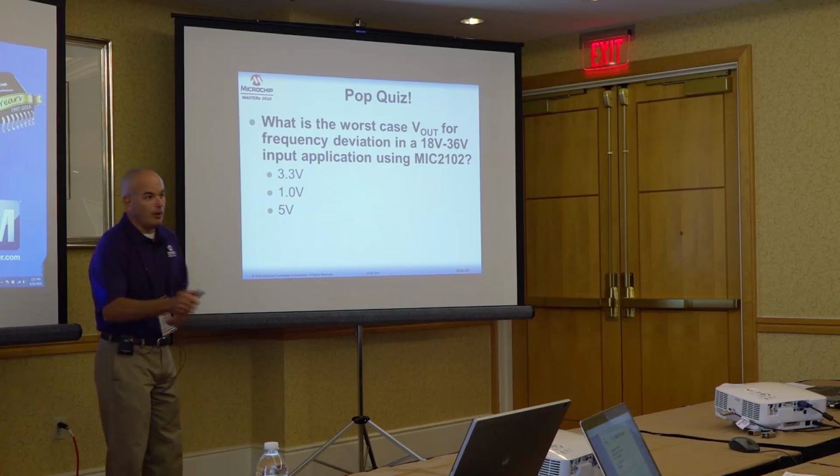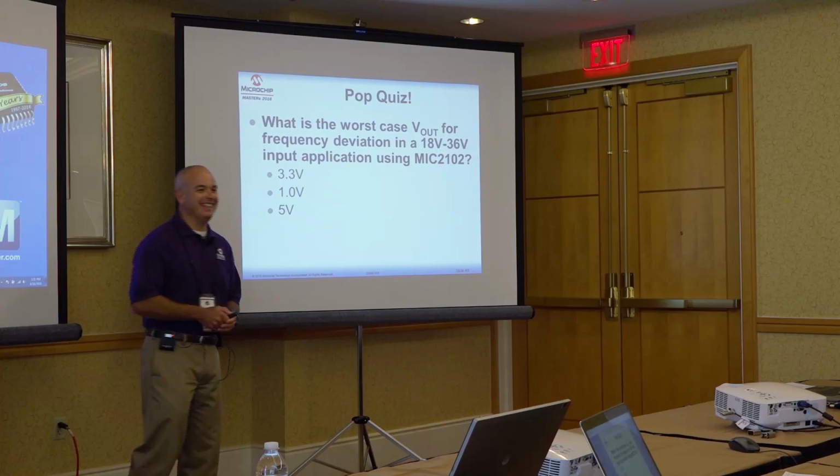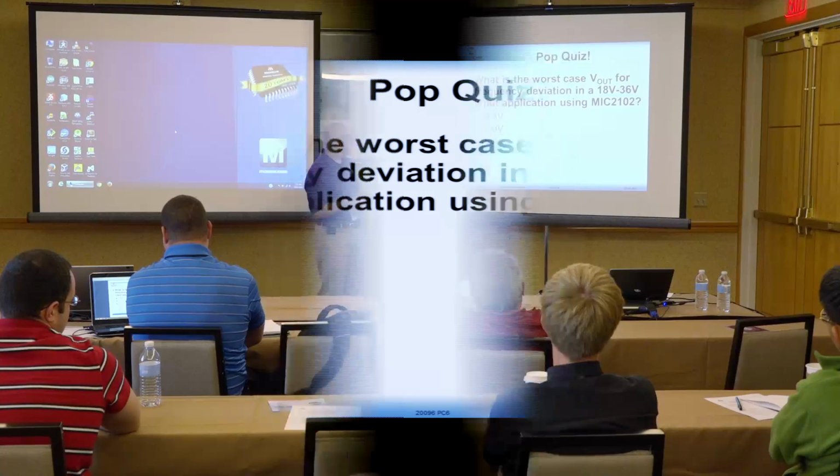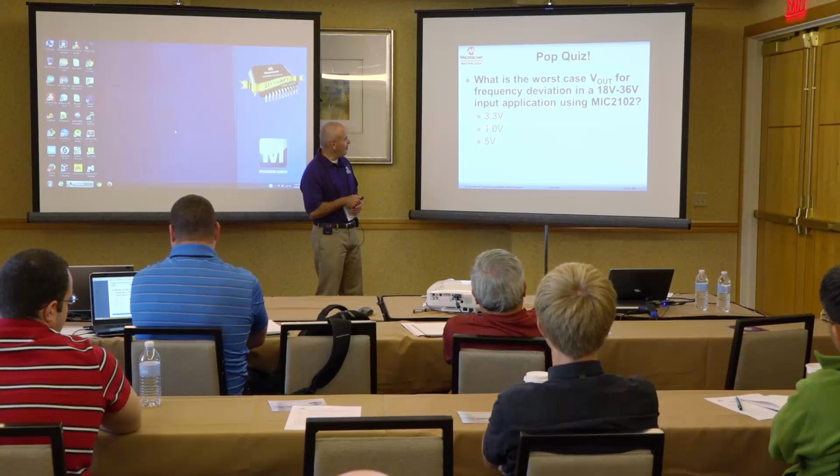Now, a very simple question. In light of the curve that we just saw in the previous slide, what is, in your opinion, the worst case output voltage setting with respect to frequency deviation for an application using our controller and with an input voltage range from 18 to 36 volt? Is it 3.3 volt, 1 volt, or 5 volt?